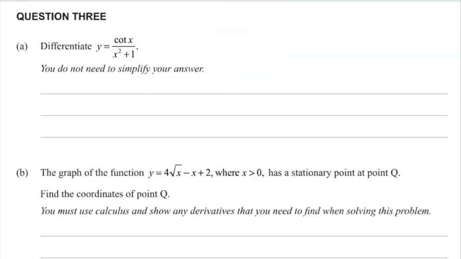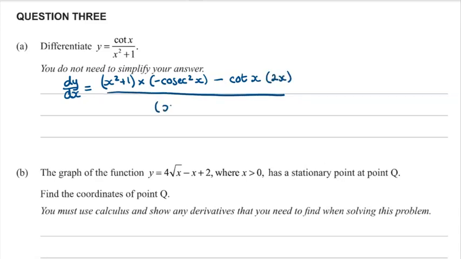Okay, so we are on 3a, differentiating. We've got a quotient. So v du, so x squared plus 1 times the derivative of the top. So if we differentiate cot, we've got minus cosec squared x, minus u dv, so cot x times the derivative of the bottom, divided by x squared plus 1 all squared, v squared.